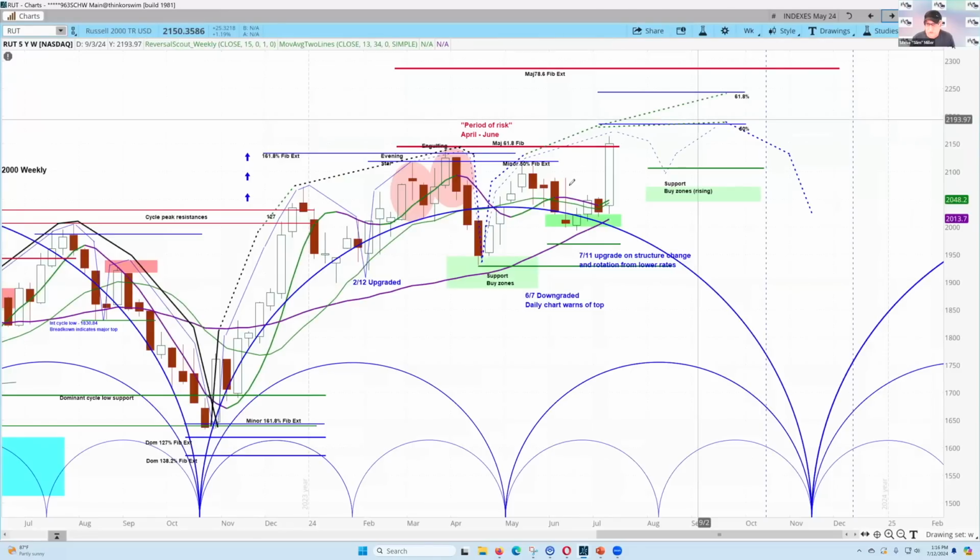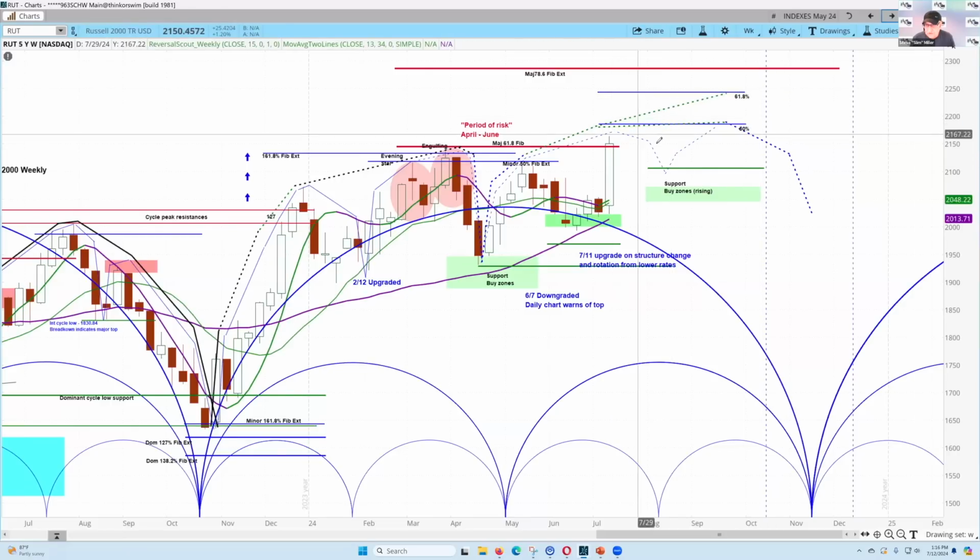This is the Russell. Now, Russell put on this giant week right over here, which is up something like 7+% on the week. This was upgraded, so the structure in here changed. It moved past that high right over there. And upward projections right now are at this 50% fib extension, which is at about 2187, and then this other one up over here, the 61.8 at about 2245.